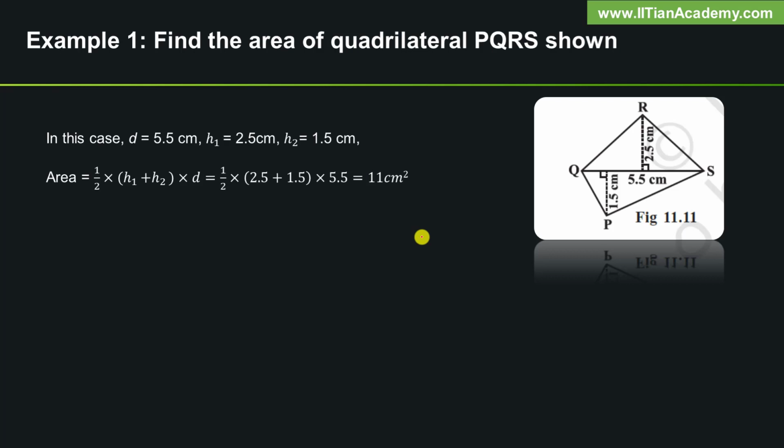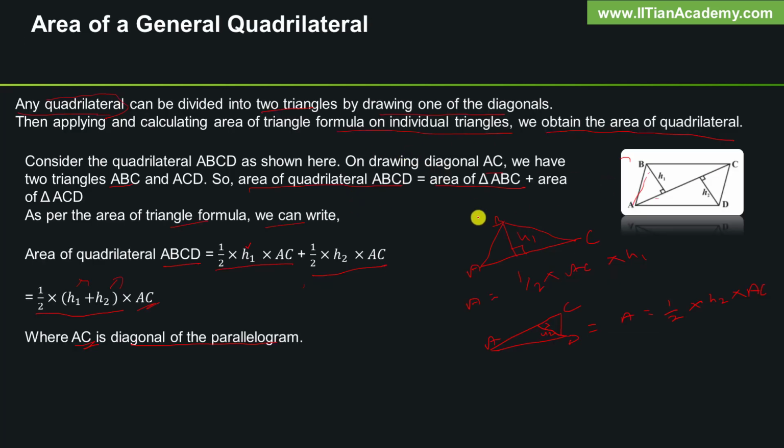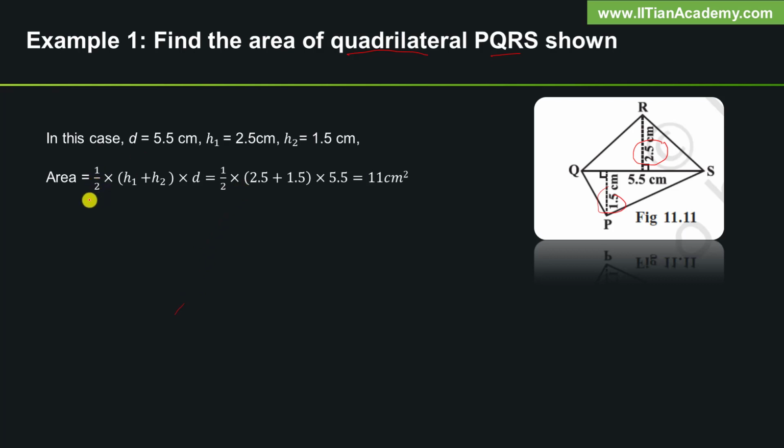Let us see an example of finding the area of a quadrilateral. Here, we are given H1, H2, and diagonal D. We have seen in the last slide that the area of a quadrilateral is half into H1 plus H2 into the diagonal. Hence, putting the values from the figure, we get the area equal to 11 centimeters square.